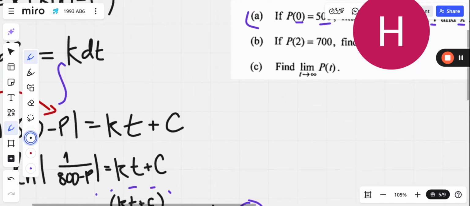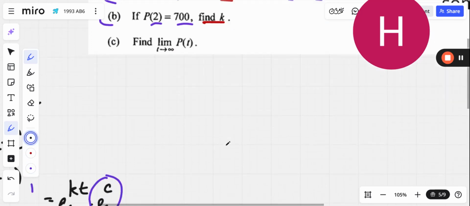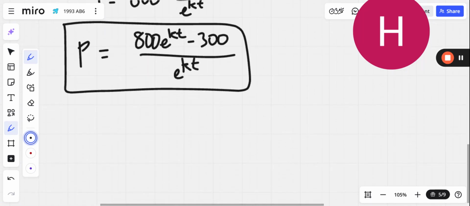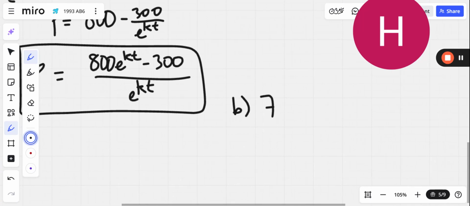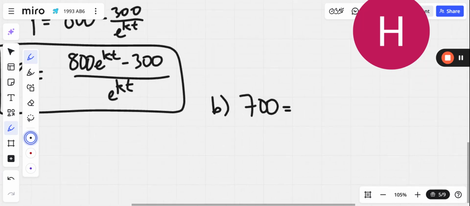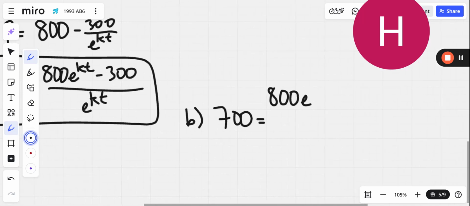Okay, now for part B, let's solve for k using this other initial condition. Find k, that's the goal. So t is 2, p is 700. We just got to plug and chug now that we have a model. So we're going to have 700 is equal to, and obviously k is going to be some kind of gnarly term. It's not going to be an easy term to determine. We'll use a calculator or something. 800 e to the 2k minus 300 over e to the 2k.